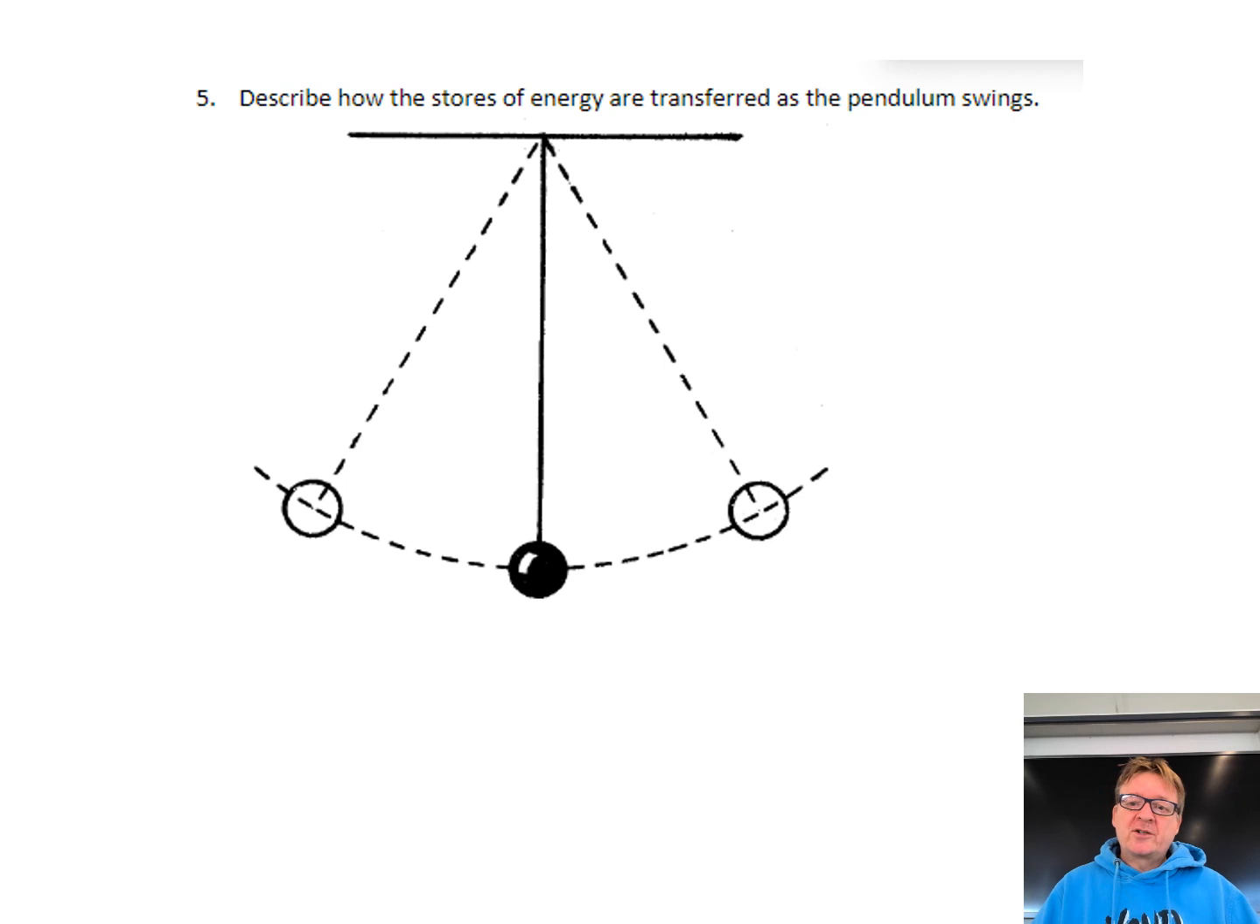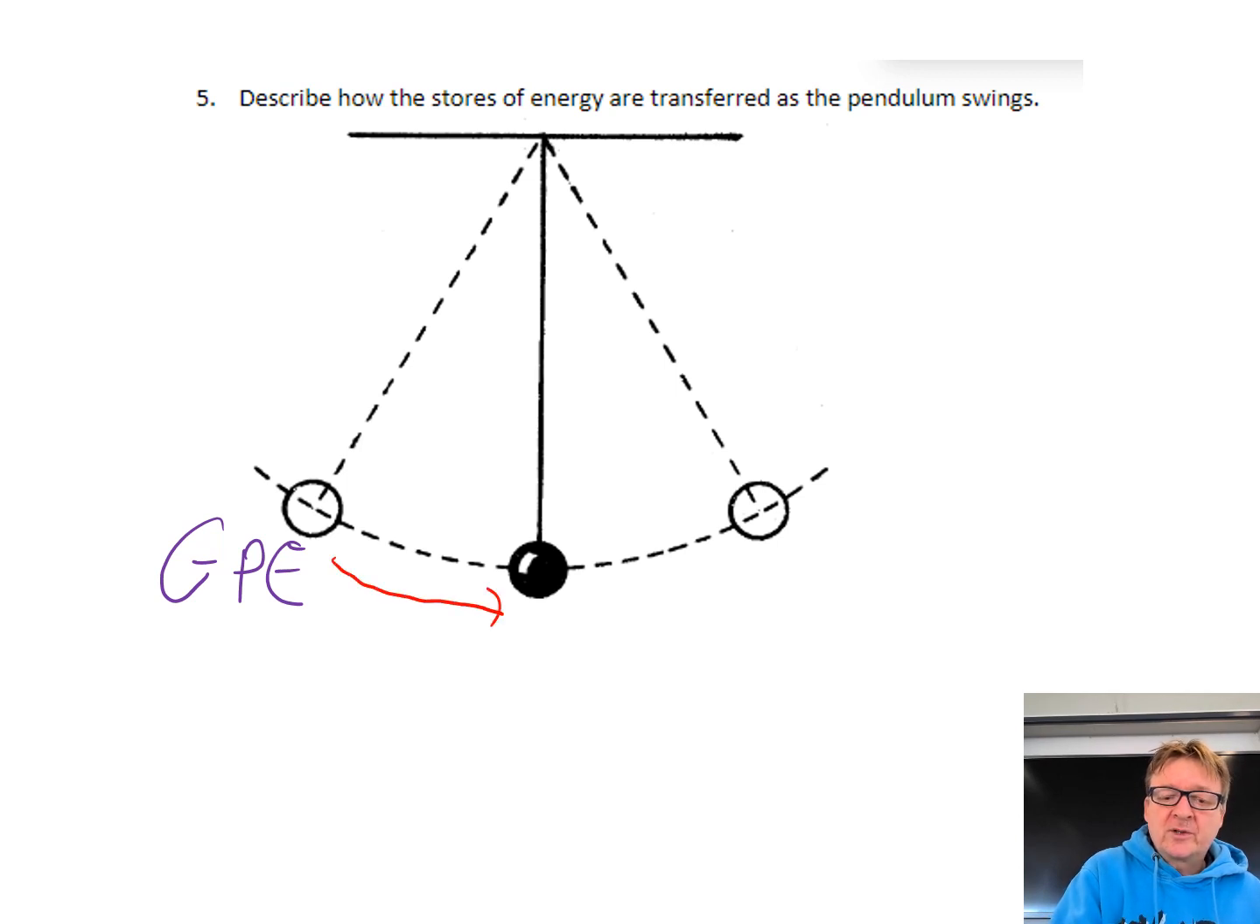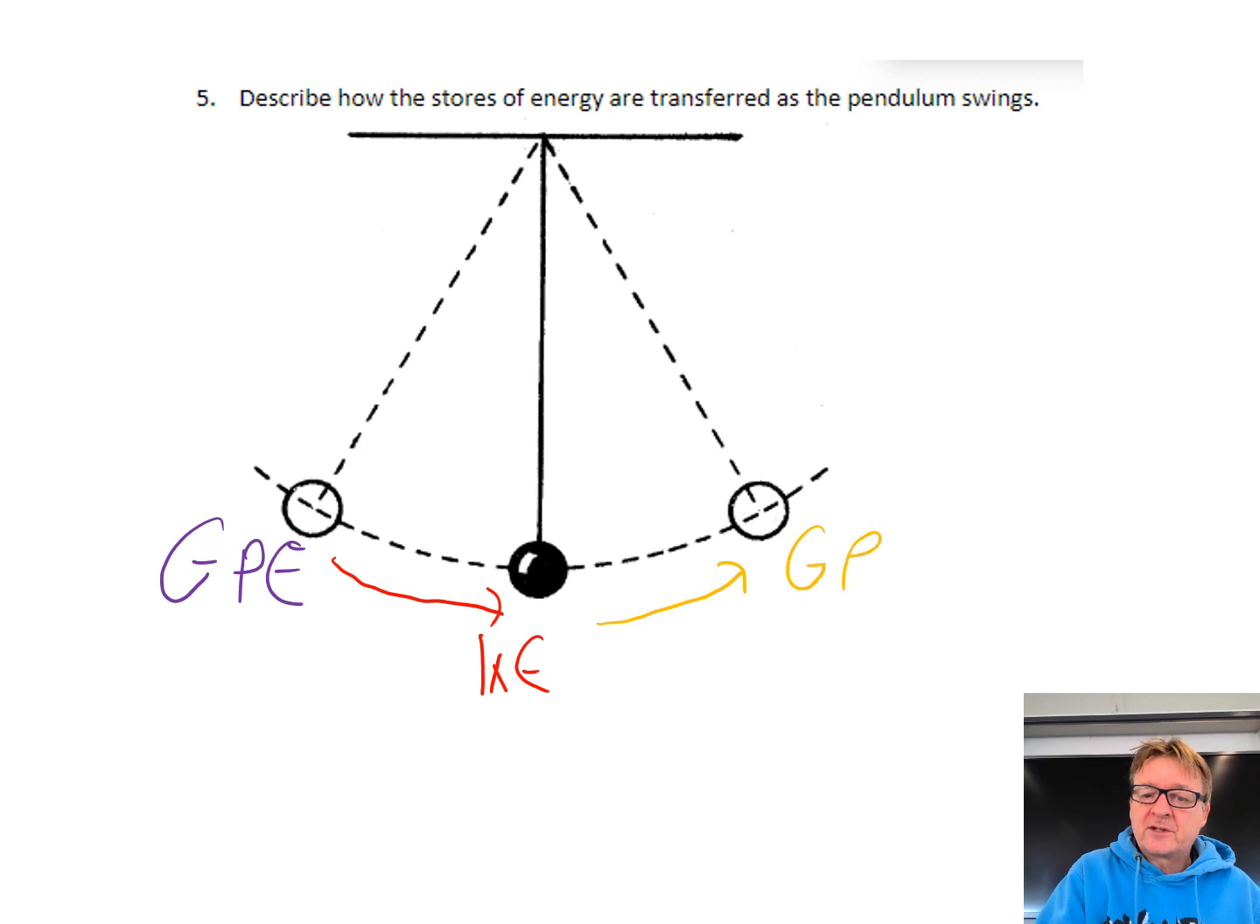Describe how the stores of energy are transferred as the pendulum swings. Now what you've got to do is turn this into your own wording. This has a lot of gravitational potential energy because it is raised up. When it moves, the gravitational potential energy turns into kinetic energy, where it's mostly moving. Then as it gets past the lowest point, where it's got its most kinetic energy, it starts to slow down as it becomes gravitational potential energy again.